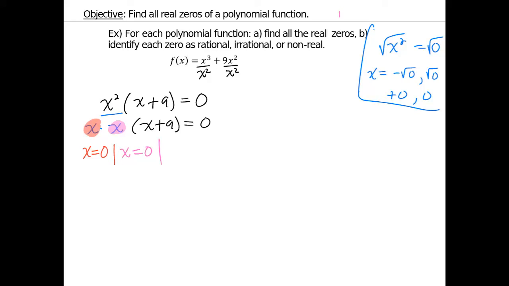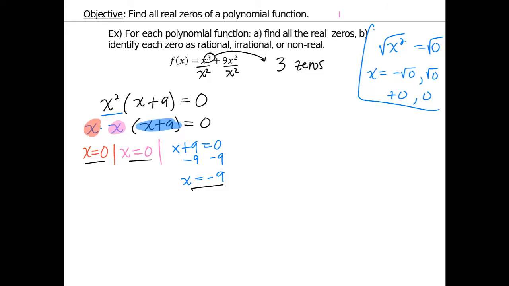I have this x plus 9, and I'm going to make that equal to 0. Subtract 9 from each side. That will give me x is equal to negative 9. And then double check your answer. Again, you're supposed to have 3 zeros because of the cubed. All right, so again, that cubed means I have 3 zeros, which I do. I have 1, 2, and 3 zeros.